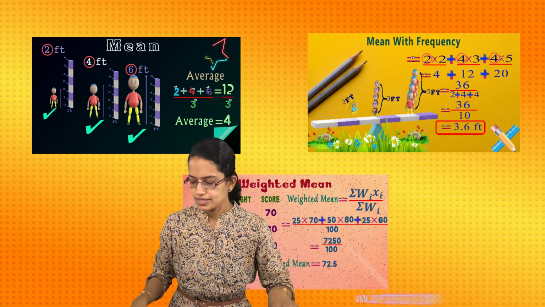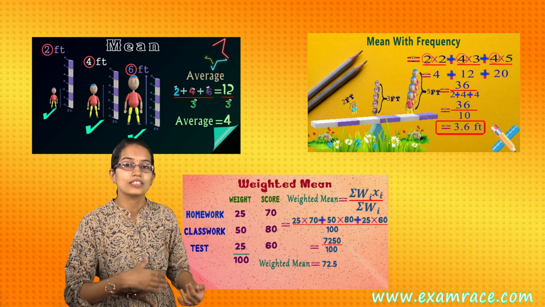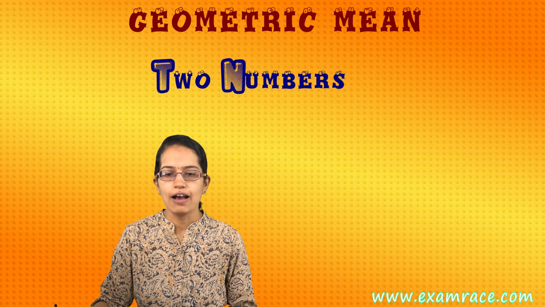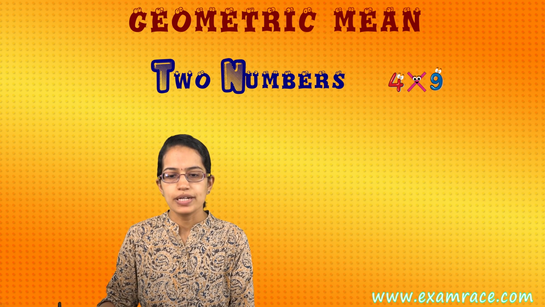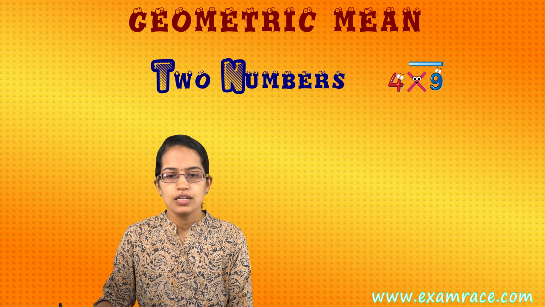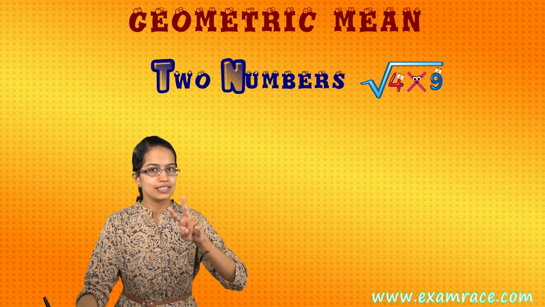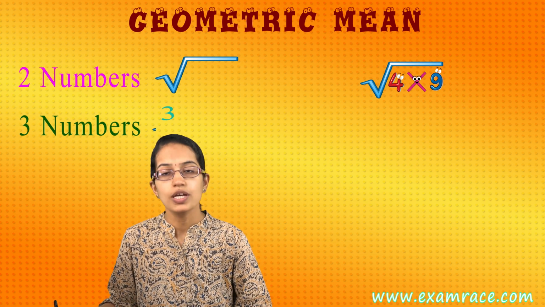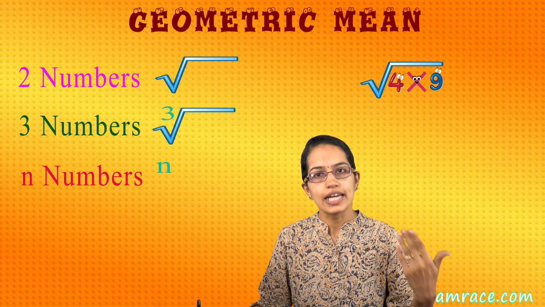Now after this, the next thing that we talk about is further interesting, and this is the geometric mean. Let's take two numbers. I have 4 and 9. So the geometric mean is the square root. In this case, since there are two numbers, we take the square root. If there were three numbers, we would take the cube root. If there are n numbers, we will take the nth root.